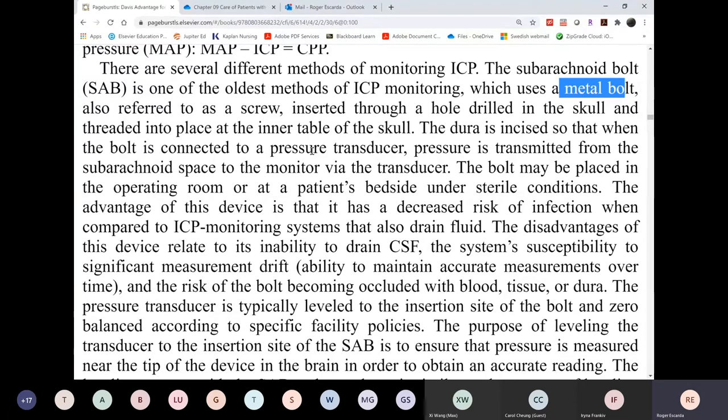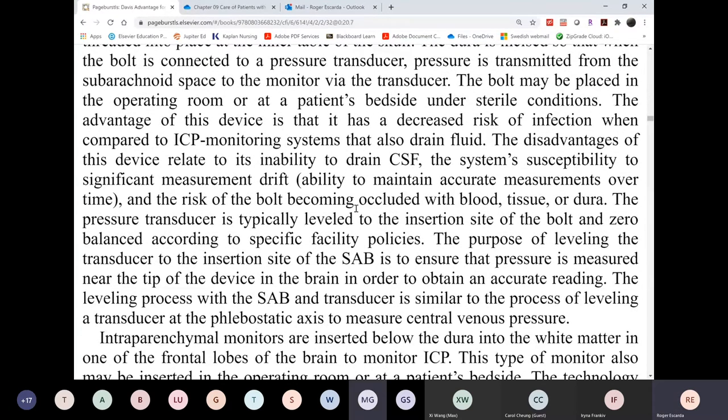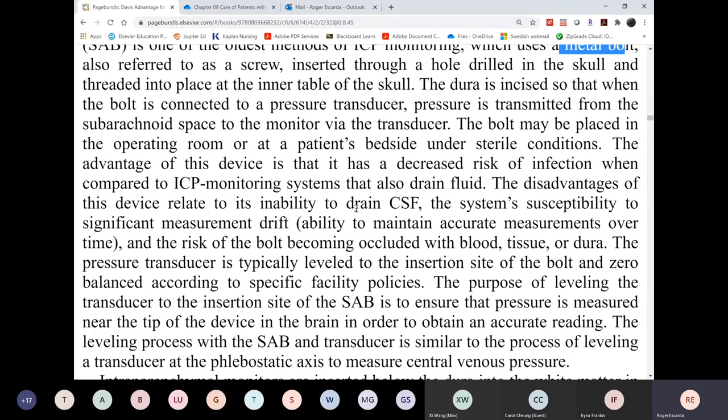Anyway, whichever one you use, they are invasive. So it goes into the skull and into the brain because we have to measure it in there. There's no non-invasive way to measure. You have to put a device inside and then attach it to a transducer. Transducer is a pressure monitoring equipment.